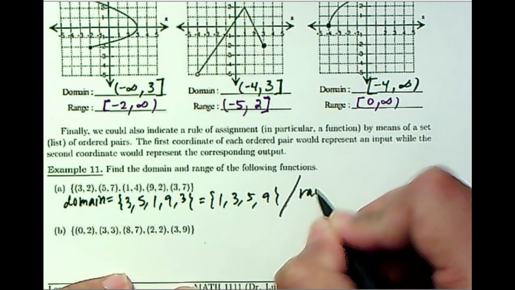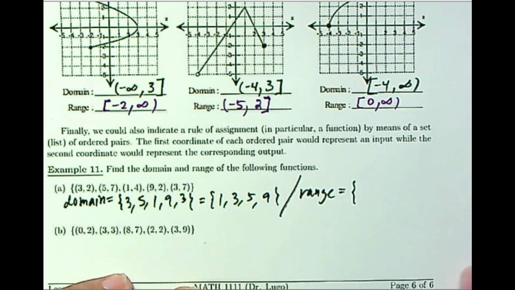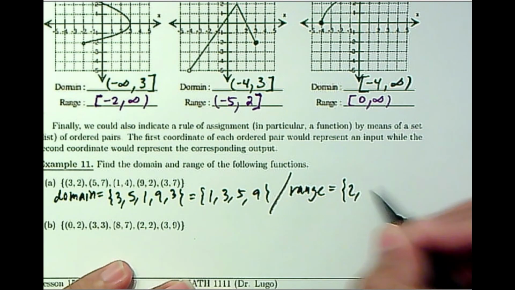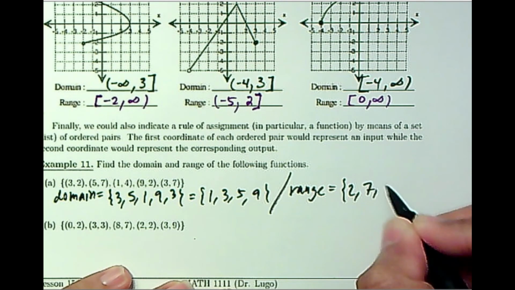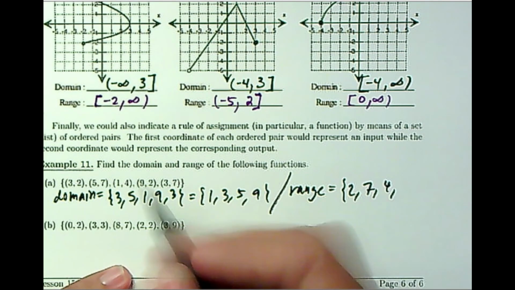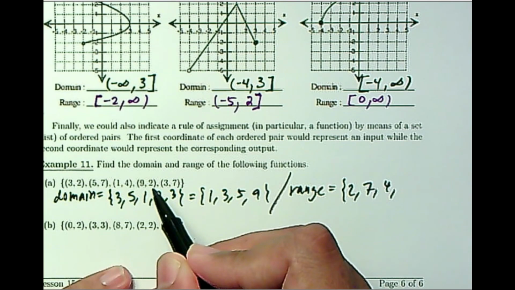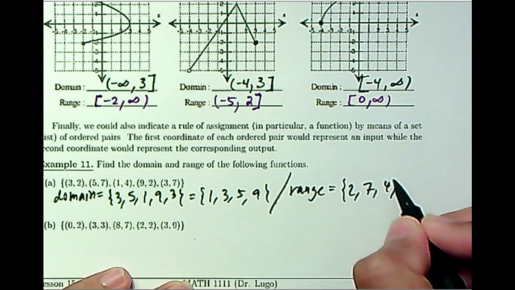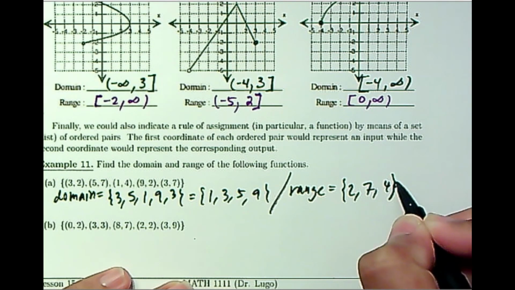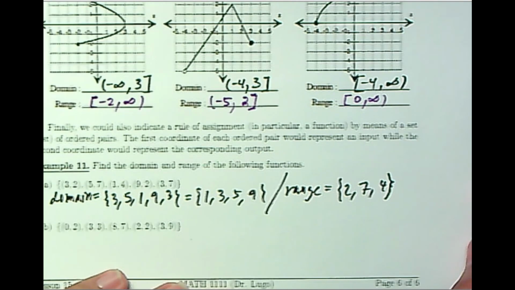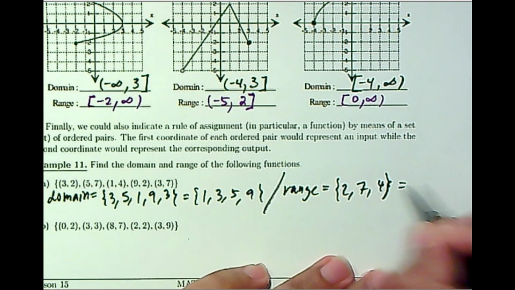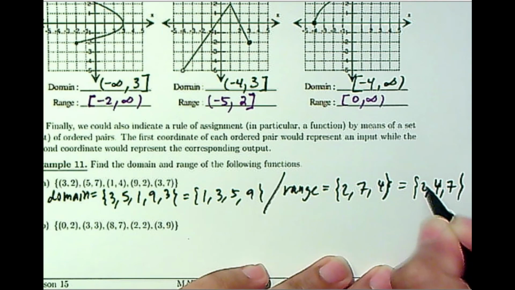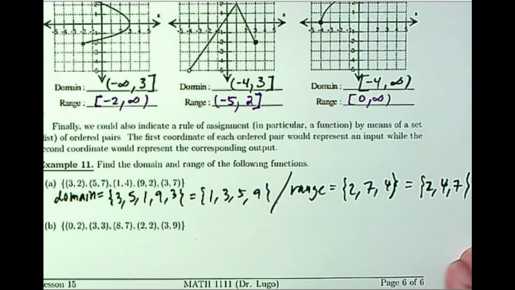For the range, just write down the y coordinates, the second coordinates. So that's going to be 2, 7, 4, 2 already. You see there's another 2. I already wrote that, so I'm not going to write it again. And then 7 again. But I already wrote 7, so I'm not going to write it again. So that's it. 2, 7, 4. And then if you want, normally we write this in order. So 2, 4, 7 looks slightly better. That would be the range.